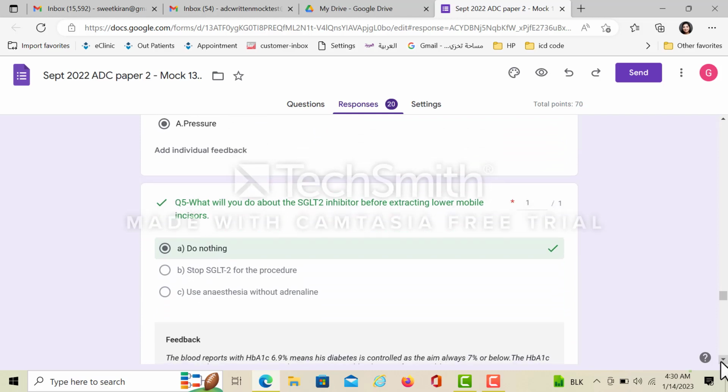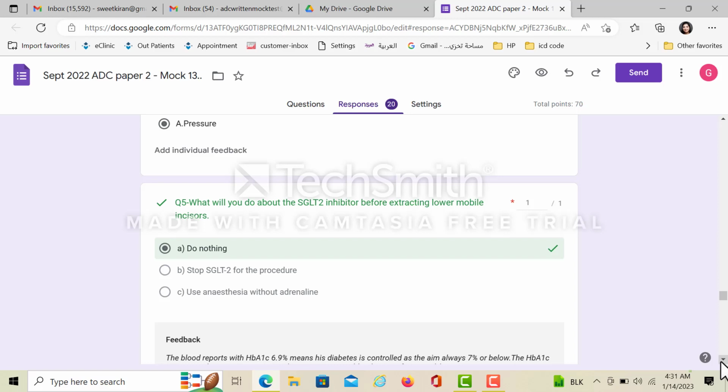What will you do about the SGLT2 inhibitor before extracting the lower mobile incisors? See, the question has given you the parameter of the hemoglobin. It's 6.9 and less than 7 is considered normal. So the patient has controlled diabetes. Plus, it's a grade 3 mobile. There is no history of any profuse bleeding or something. So you will do nothing. You will proceed like a normal patient. Understood? So I hope this is all clear, pretty straightforward, simple questions.